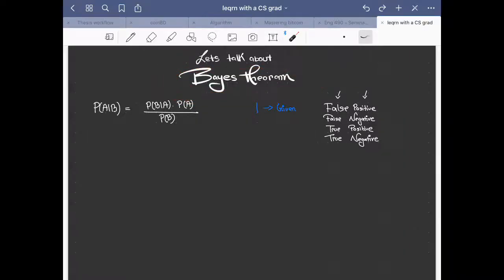So I'm trying out a new paper. Let's see how it looks. So moving on to the whole theorem. So this is the whole equation that we'll be working on.